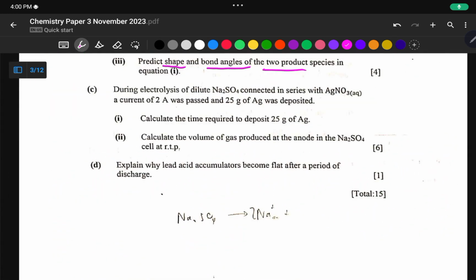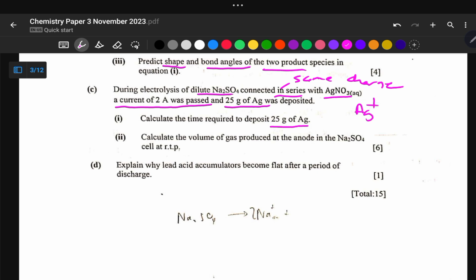So number C says, during electrolysis of dilute sodium sulfate connected in series with silver nitrate, a current of 2 amps was passed, and then a mass of 25 grams of silver was deposited. So connected in series, meaning to say you have the same charge, right? And then we have deposited silver, right? And then part 1 says, calculate the time required to deposit silver. So silver is deposited by this equation: silver ion plus electron to give silver metal.